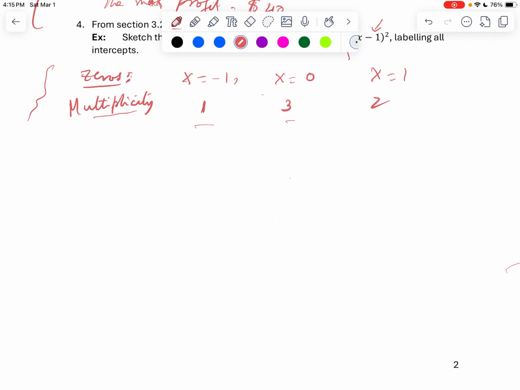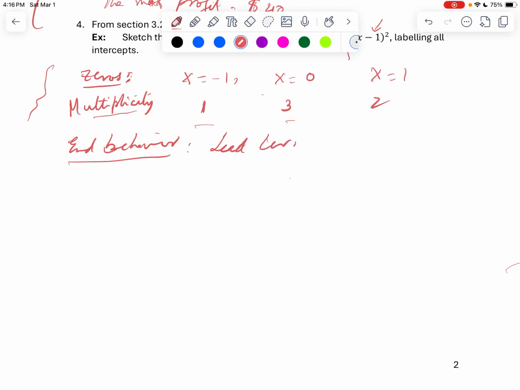So the next thing we do is we can do a sign chart. But also another thing that I want you to show is the end behavior. How do you find out the end behavior of a polynomial? So you look at the lead term.